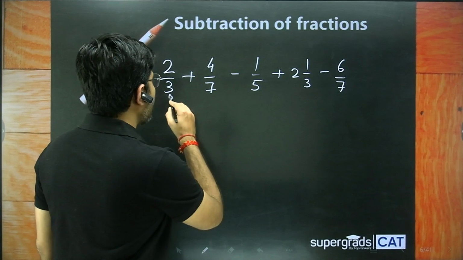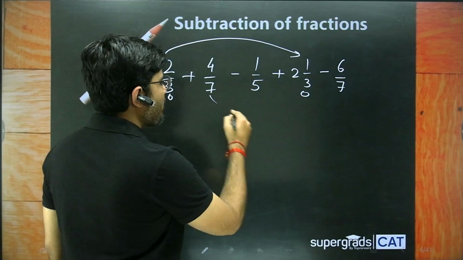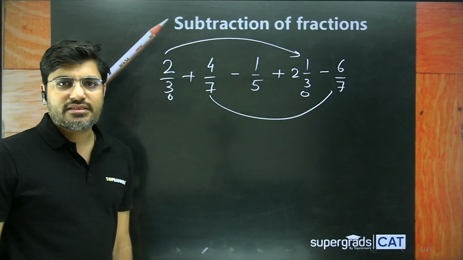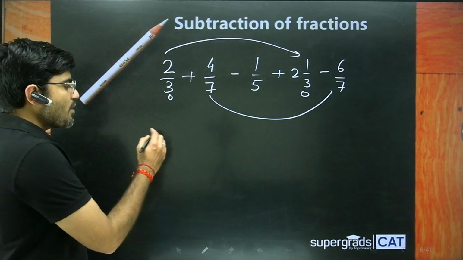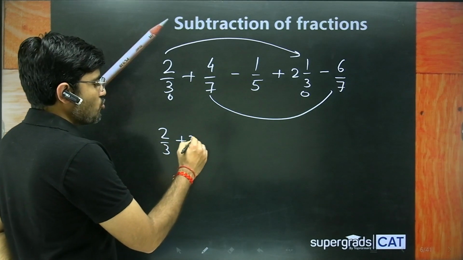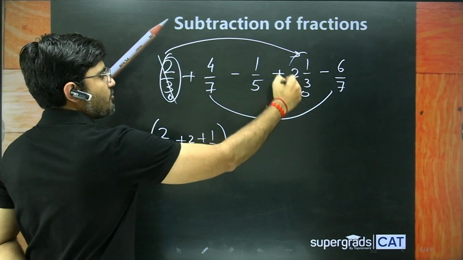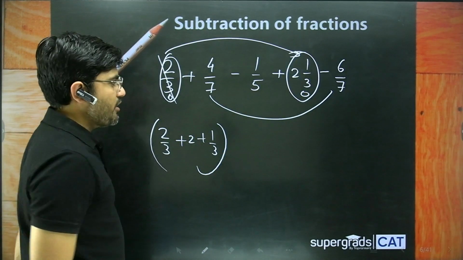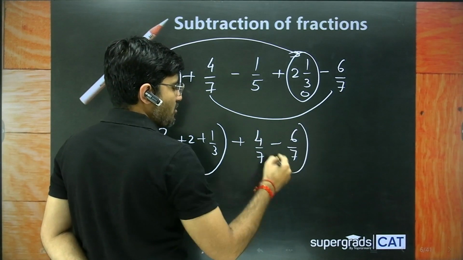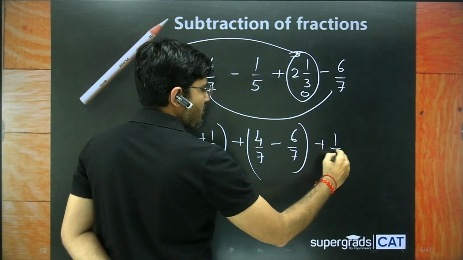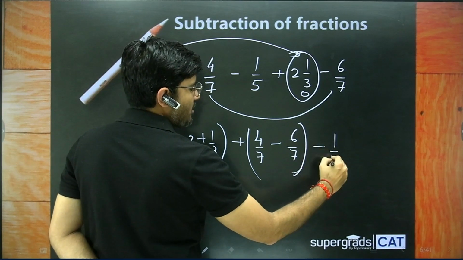We can see the denominator is 3. The denominator is 3. So first of all, we will deal with these two. And here the denominator is 7. And here also the denominator is 7. So we will be dealing with these two, and keep 1 by 5 aside. So what we will do? 2 by 3 plus 2 plus 1 by 3. We can use this and we can use this. This can be written as 2 plus 1 by 3 plus 4 by 7 minus 6 by 7. And then we can write 1 by 5. Is it positive or negative? This is negative. So we can write it as minus 1 by 5.